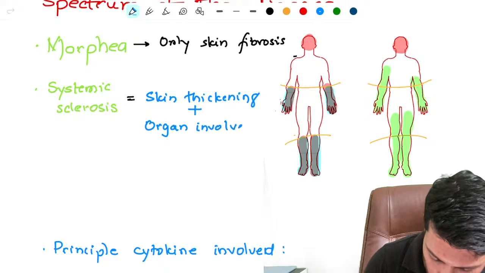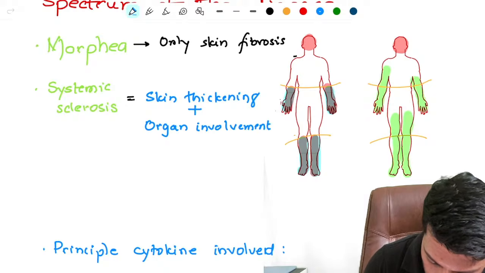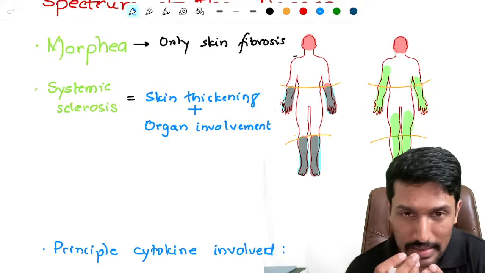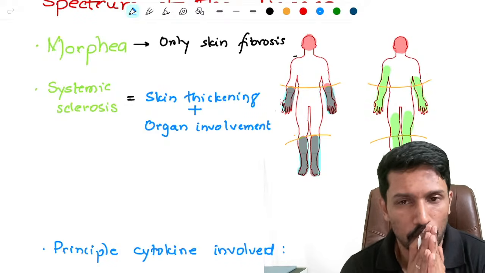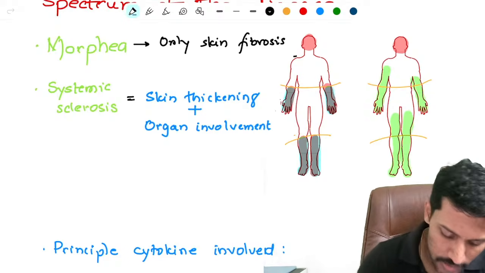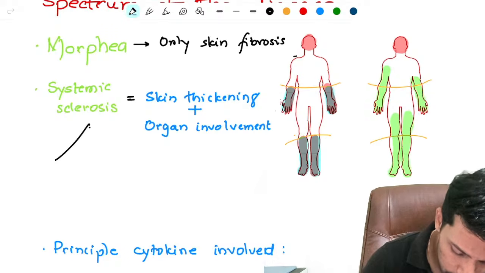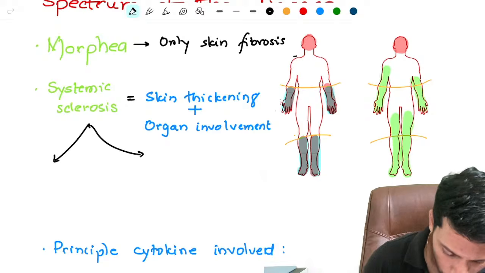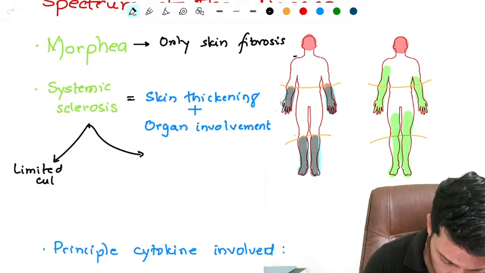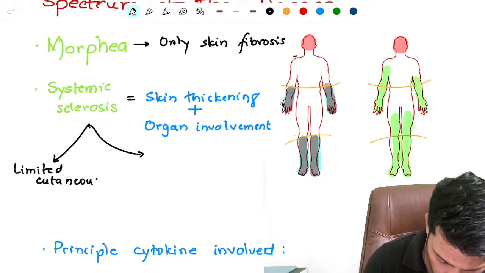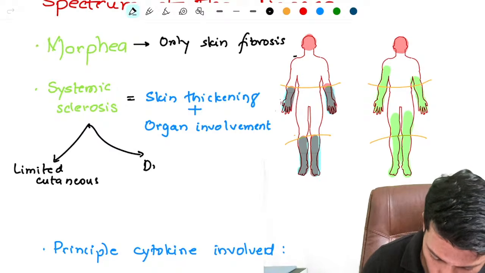So if there is no organ involvement, only skin is thickened, then it is morphea. But if the skin is thickened plus there is evidence of organ involvement, then we call it systemic sclerosis. Now within systemic sclerosis, we have 2 types. One of them is called limited cutaneous. The other one is called diffuse cutaneous.